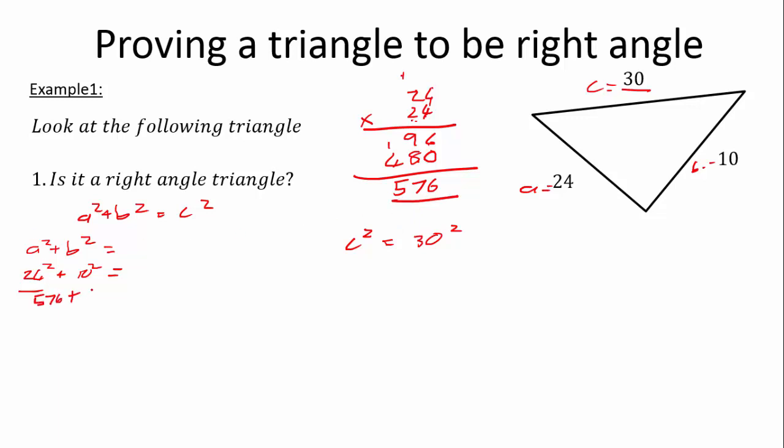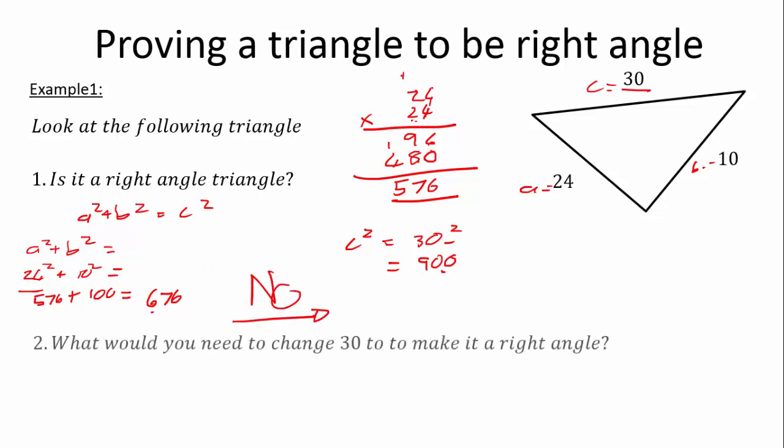576 plus 10 squared is 100. So this is equal to 676. Okay, c squared is 30 times 30. So c squared is equal to, what is 30 times 30? This is 900. We know that 3 times 3 is 9, and it's squared, so we're adding 2 zeros, 900. Ooh, this is definitely not a right-angled triangle. So we're going to say no, it is not a right-angled triangle.